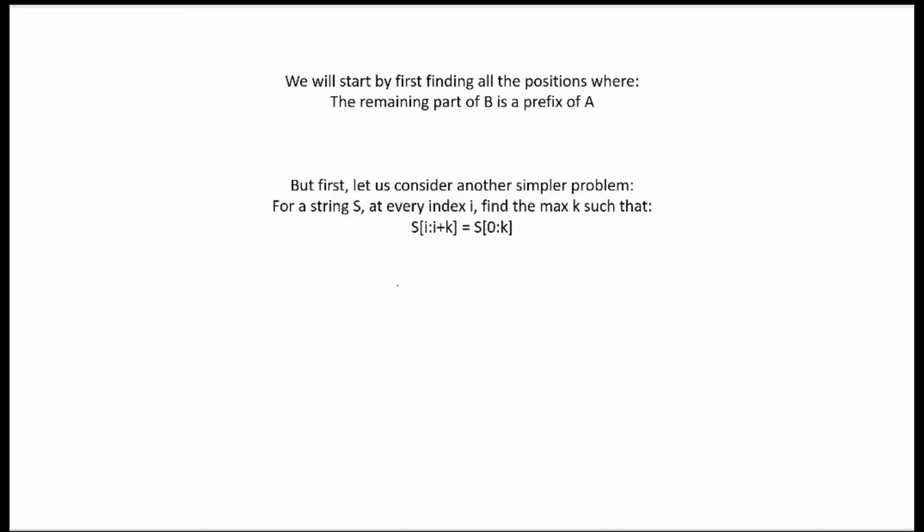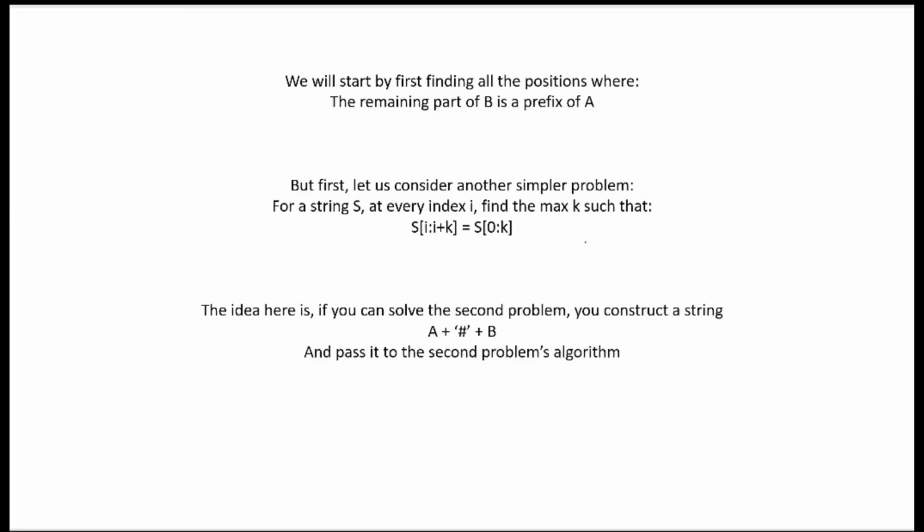So let's look at this simpler problem first. For every string S at every index, I will store the number of characters from that index forwards that happens to be a prefix. So this is the prefix and this is the number of characters forward from that point. Now you might think, okay, sure, this problem is fine, but how are we going to apply this to the original problem, right? And the idea here is, if you can solve the second problem, you can construct a string A plus any random character that does not appear in either A or B, and you can just pass it to the second problem's algorithm.